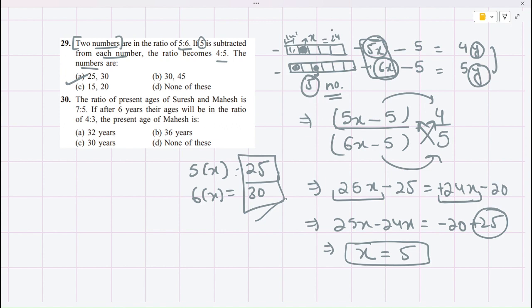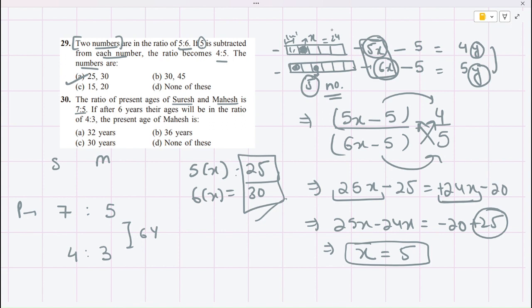Now the next question says the ratio of present ages of Suresh and Mahesh is 7:5. तो अगर हम present यहाँ पे लिखे 7:5. If after 6 years, तो यहाँ पे अगर हम gap डाल दें suppose 6 years का, right? तो 6 years के बाद their ages will be in the ratio. तो again हमें ratio बता रखा है. यहाँ पे we can write Suresh and यहाँ पे we can write Mahesh. तो ratio will be 4:3.